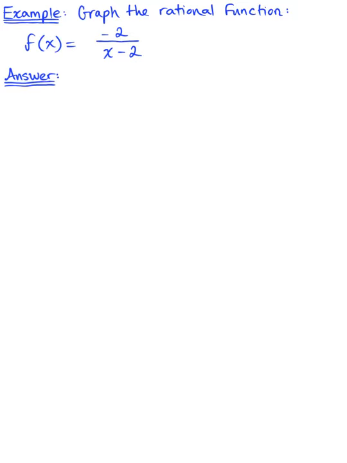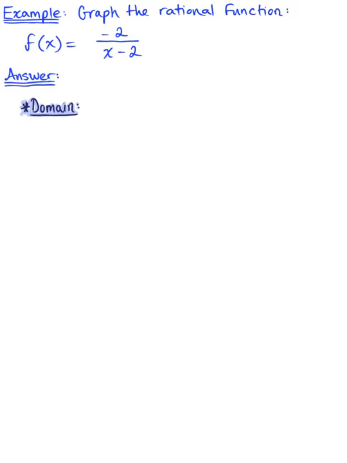Graph the rational function f of x is equal to -2 divided by x minus 2. So let's take this opportunity to review some of the important features that you should always be looking for before plotting your graph of a rational function. And the first thing that you want to identify is, what's the domain? Where does this function exist?